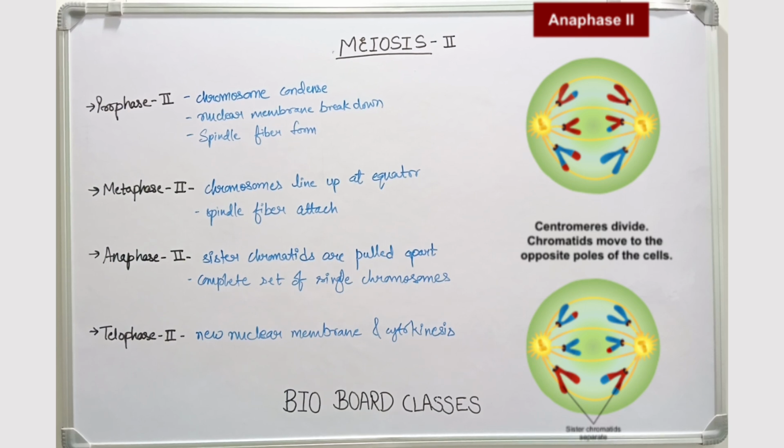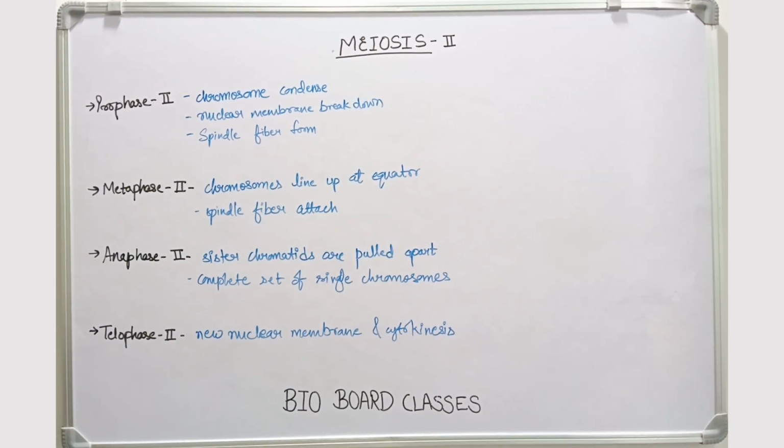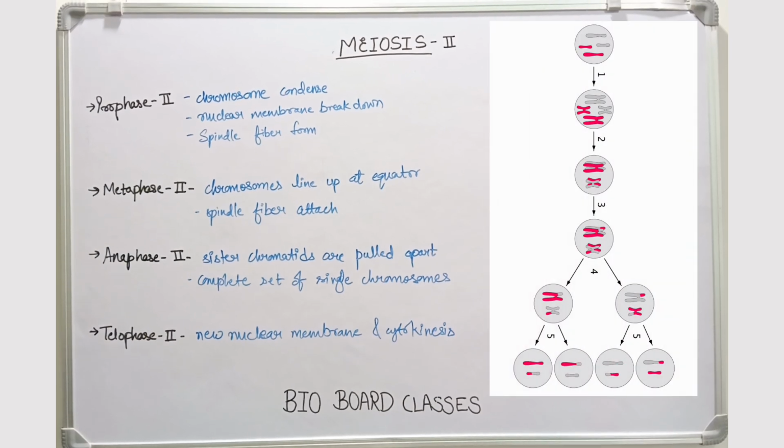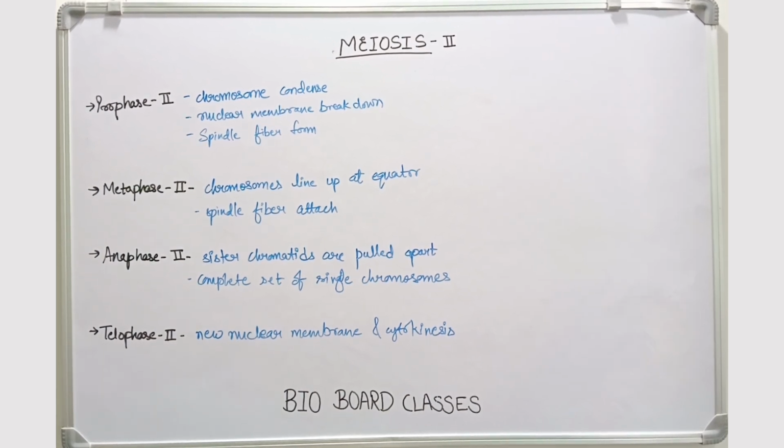Finally, we reach telophase 2, the last stage of meiosis. Now, at each pole of the two cells, the chromosomes begin to decondense. A new nuclear membrane forms around each set of chromosomes. Cytokinesis occurs, meaning the two cells split again. And what do we have at the end? Four haploid daughter cells, each with half the original number of chromosomes. Each of these four cells is genetically unique thanks to crossing over, and that completes the amazing process of meiosis.